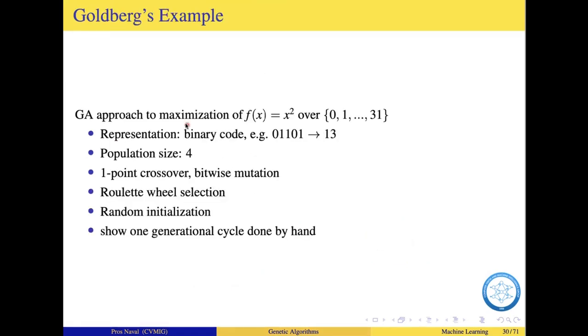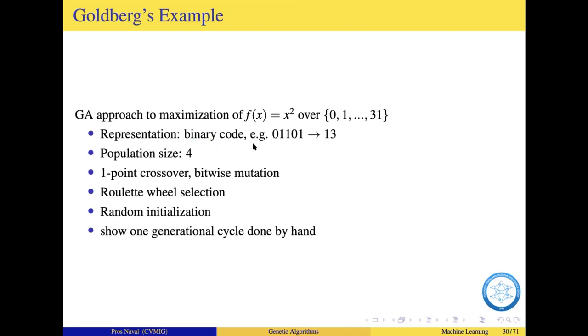So let's take a look at an example by Goldberg. Suppose we would like to maximize the function f of x equals x squared over the range 0, 1, 2, up to 31. Of course we know the answer, no? It's 31, but then the genetic algorithm does not know that. So we first map our problem into the appropriate representation.